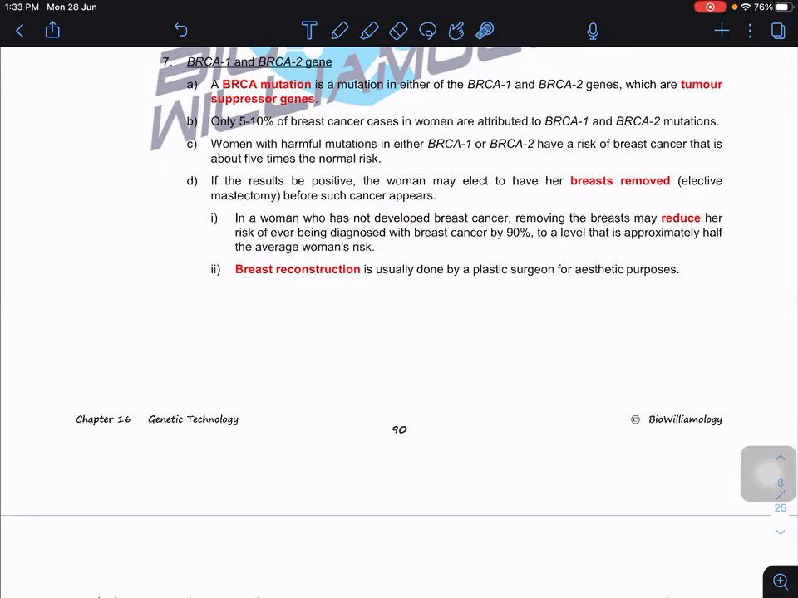Okay, so basically if a person goes for genetic testing and either BRCA1 or BRCA2 has this mutation, the risk is 5 times higher. But if they remove the breast before the cancer develops, then the risk can be reduced by about 90%. And the plastic surgeons can help to reconstruct the breast later, for aesthetic purposes. Okay.